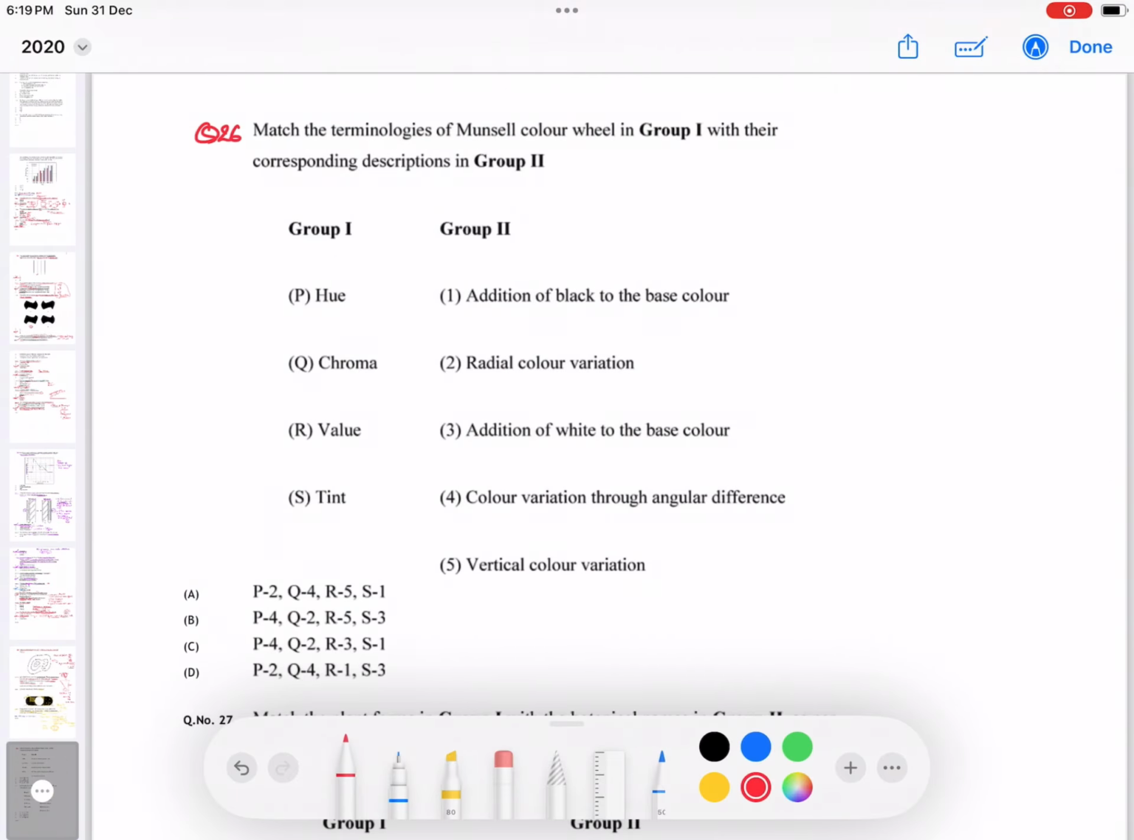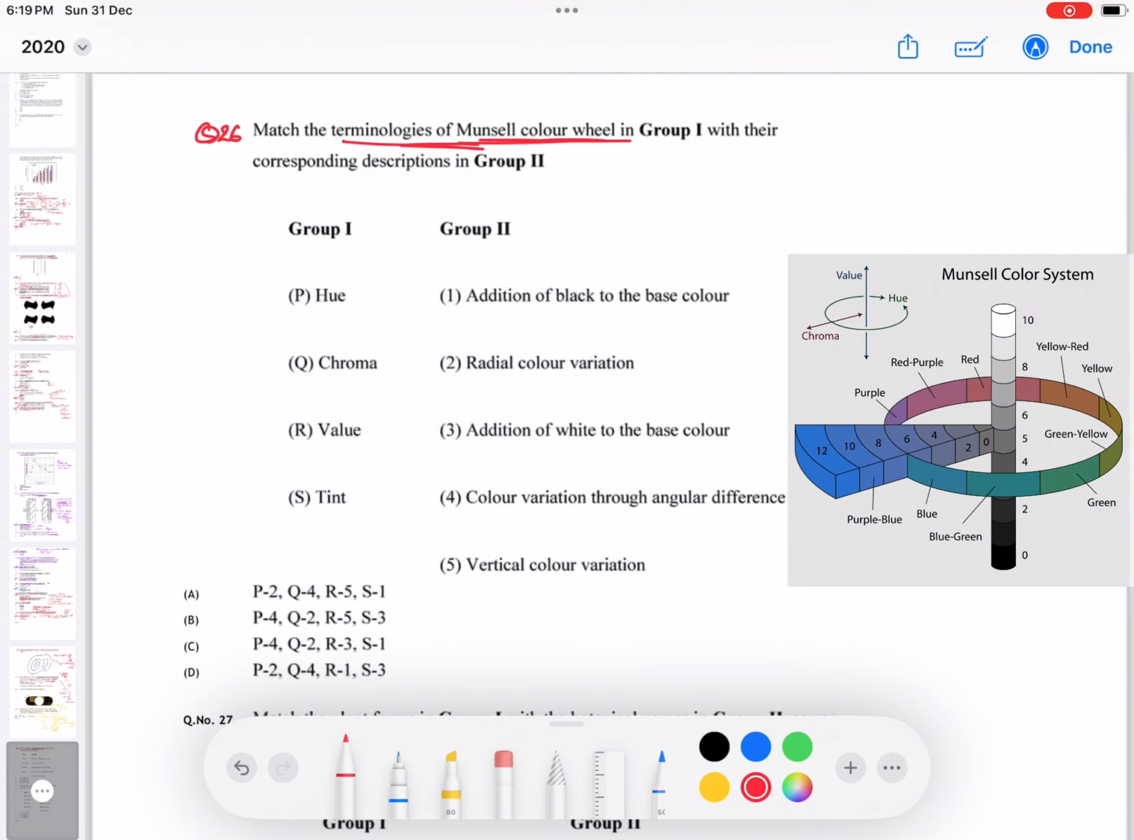Sixth, match the terminology of Munsell color wheel. So the Munsell color wheel I have shown in the diagram, and you can see even here that this represents the value and this one represents the hue. Okay, and radiating from here is chroma. So you can see from the diagram also. So hue is what? Color variation through the angular difference, as you can see from the picture.